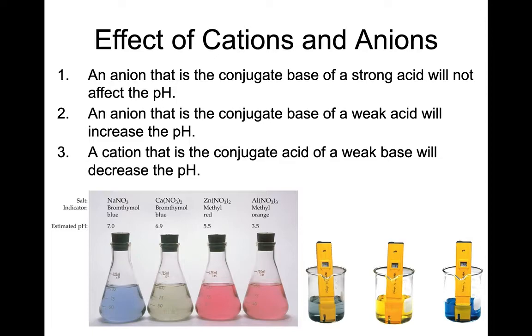Look at your anion. Ask yourself if it is the conjugate base of a strong acid or a weak acid. If it's the conjugate base of a strong acid, it has no effect on the pH. If it's the conjugate base of a weak acid, it will increase the pH. It will make the solution more basic. Then we would turn and look at our cation. If the cation is the conjugate acid of a weak base, it will decrease the pH. It will make the pH more acidic.